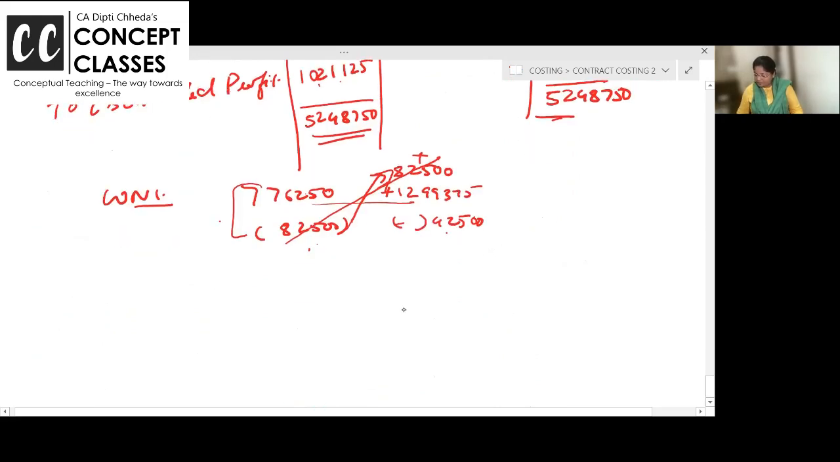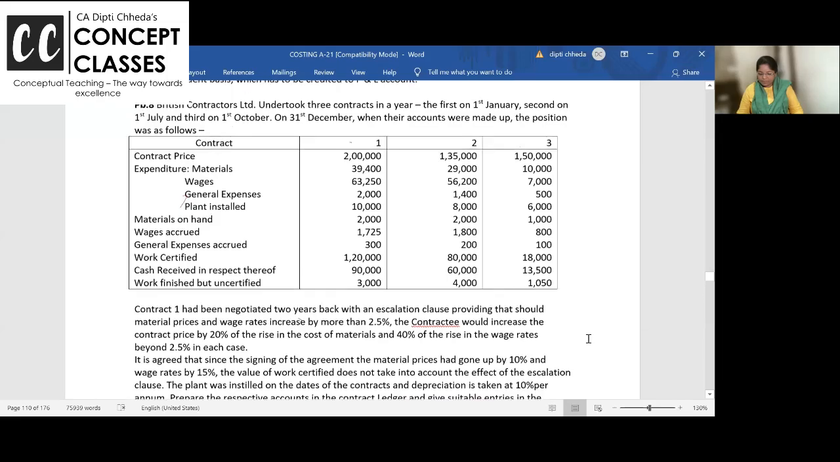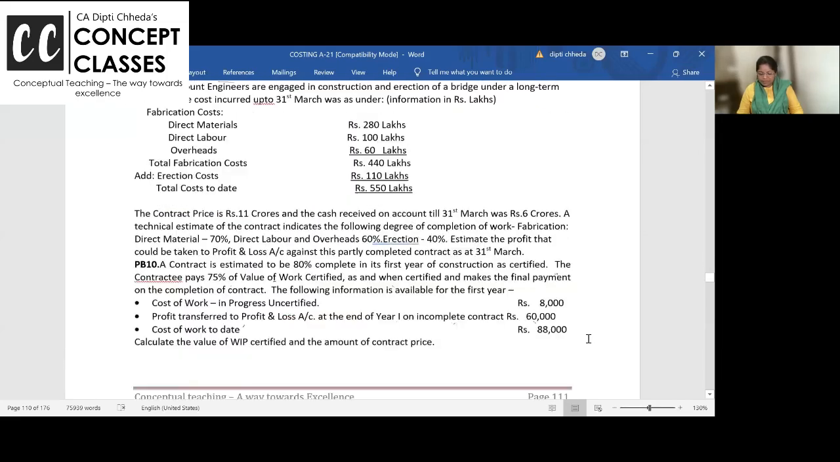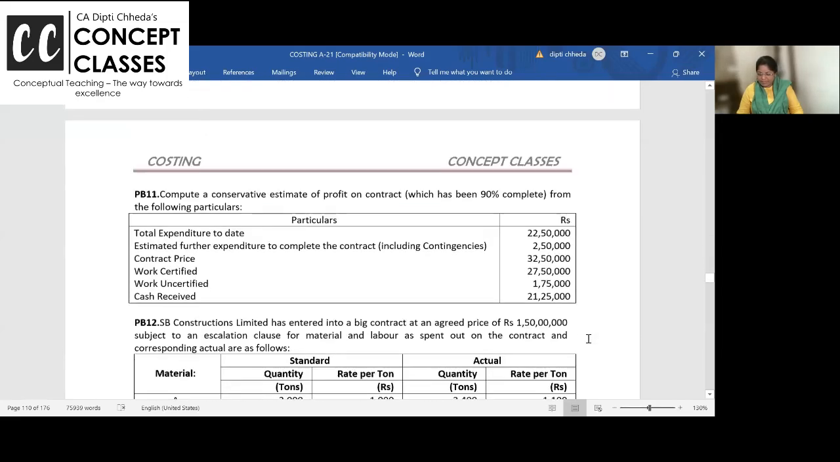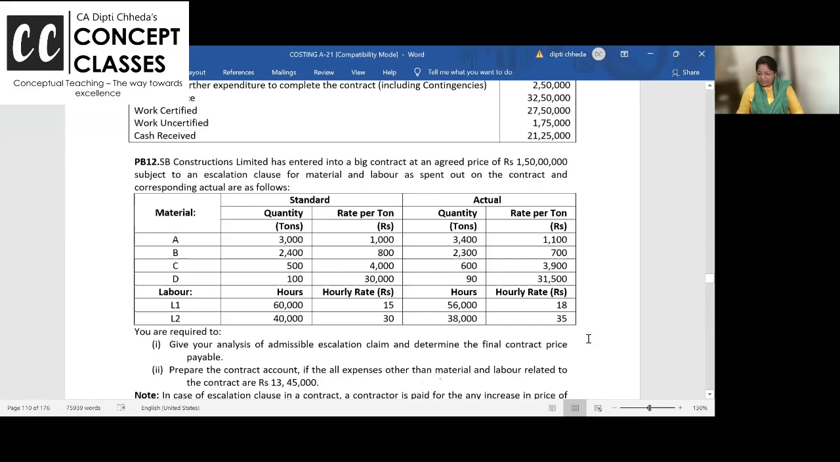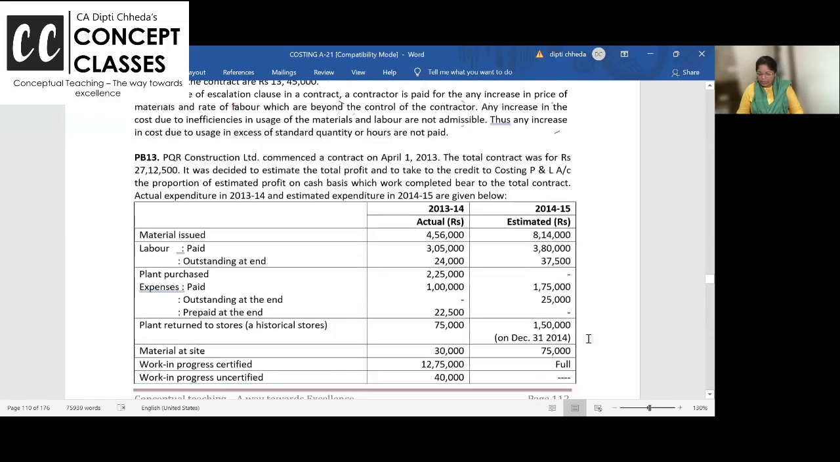Let's go, we will do one more problem then. Ready to go? Exactly the same. 8 we have done, 9th we have done yesterday, 10th, 11th we have done, 12th is done, 13th.